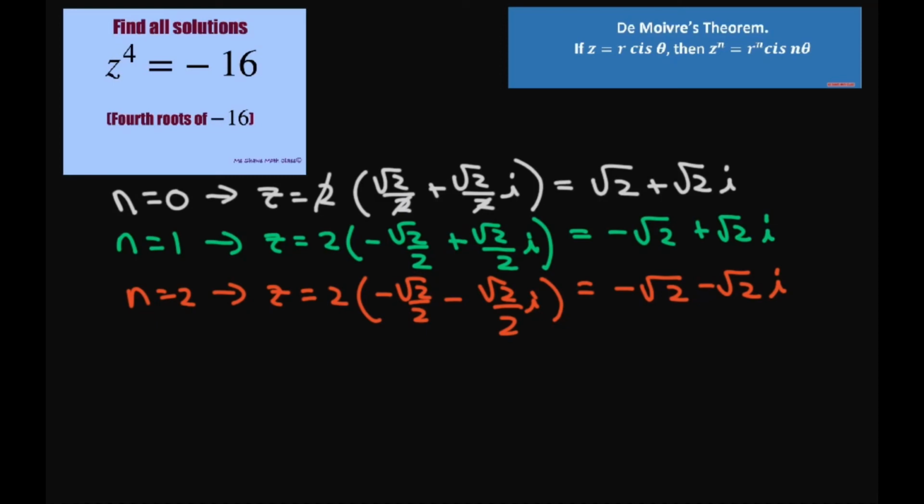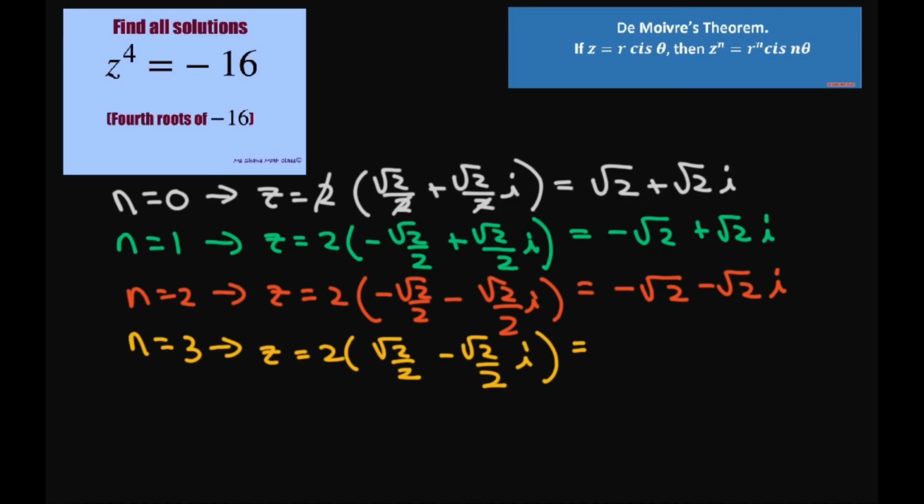We get our 4 different solutions. And finally, n equals 3. That's going to be z equals 2 times square root of 2 divided by 2 minus square root of 2 divided by 2 i. This is going to give you square root of 2 minus square root of 2 i. Forgot my i. All right. So your 4 solutions are all right here. z equals these 4 solutions here.